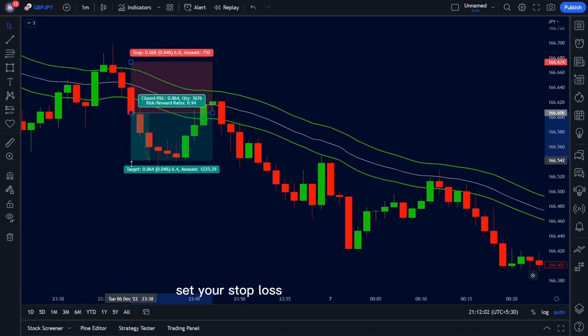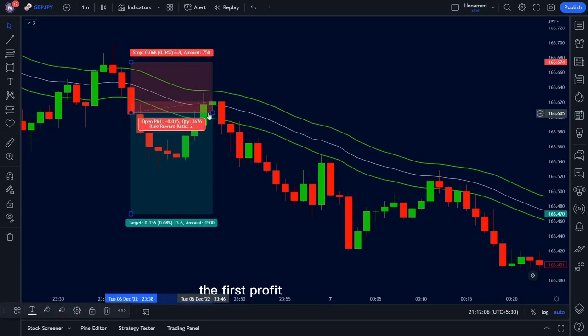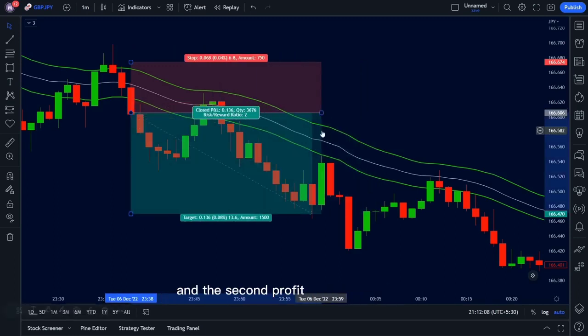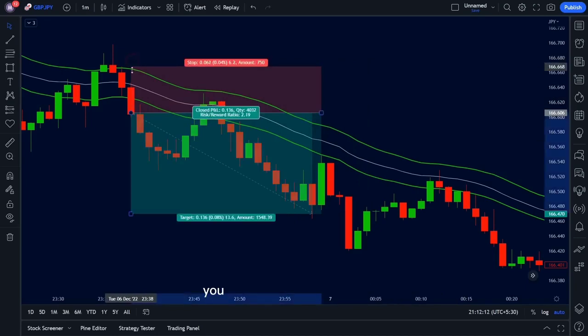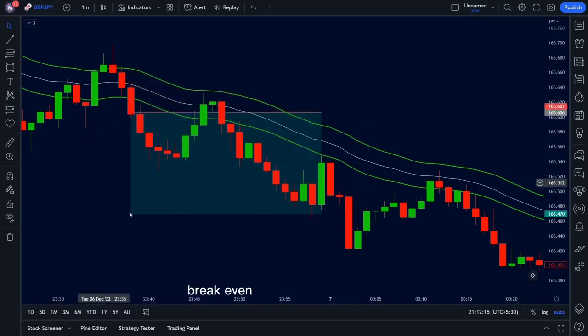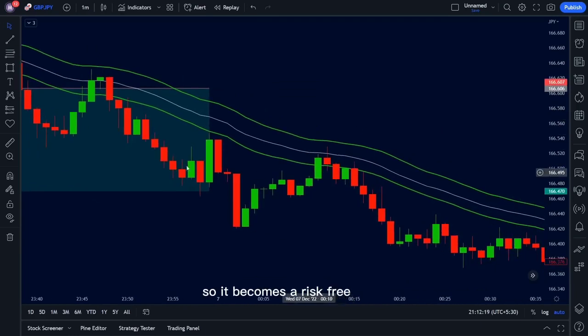Set your stop loss above the swing high or above all 3 moving averages. The first profit target is 1:1, and the second profit target is 1:2. When the first profit target is hit, you can move the stop loss up to break even and wait for the price to reach the second profit target. So it becomes a risk-free trade.